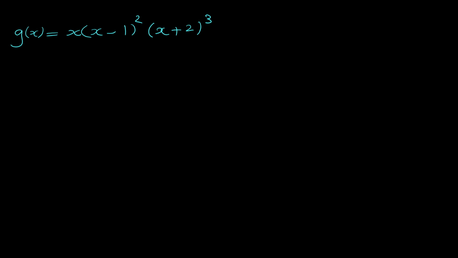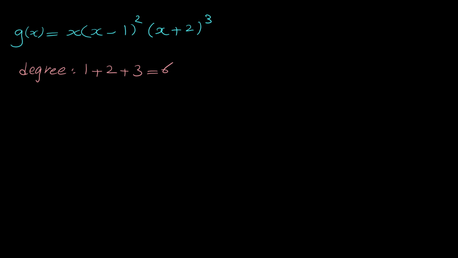Look at this example. g of x is given as x times (x minus 1) to the 2 times (x plus 2) to the 3. What is the degree of this polynomial? This polynomial is of degree 1 plus 2 plus 3, which is 6. The power of x is 1, here is 2, here is 3, so the total is 6. So this is even degree. And as you can see, the leading coefficient, the coefficient of x, is 1, it's positive.